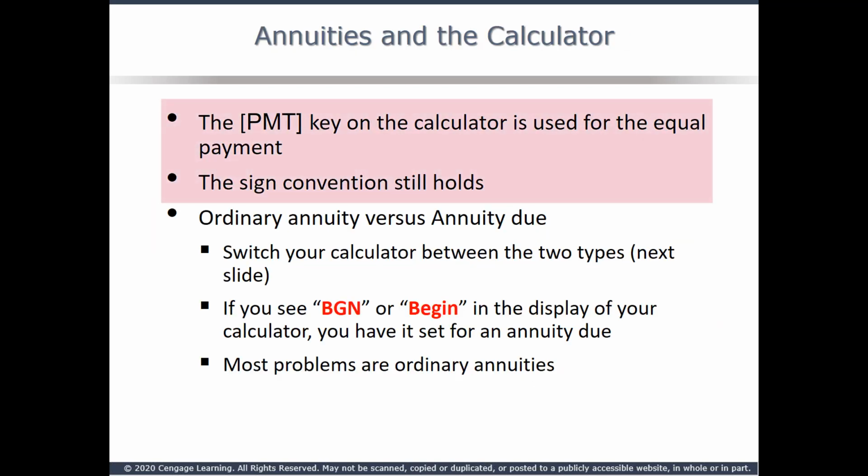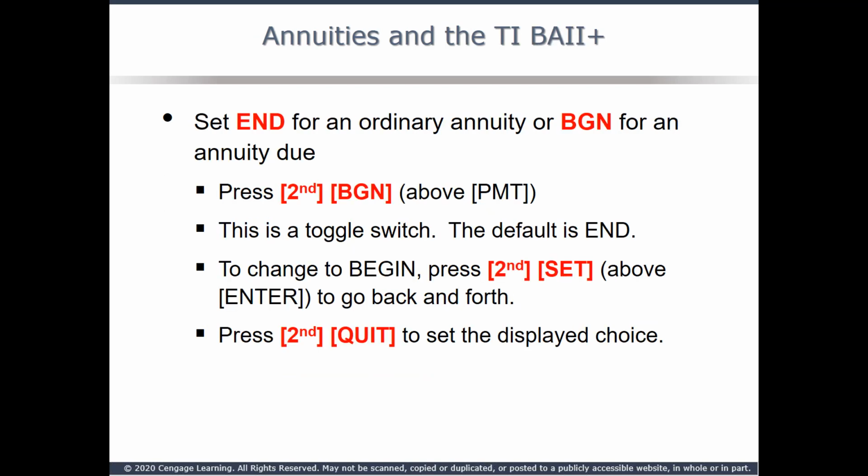The payment key on the calculator is used for that equal payment. The sign convention is extremely important. If you want to use the settings in your calculator for an annuity due, you switch it to begin. The default is end. Look at your calculator display. The upper right-hand corner is blank. Your calculator is set to end. To change to begin, press second and BGN. It's above the payment key.